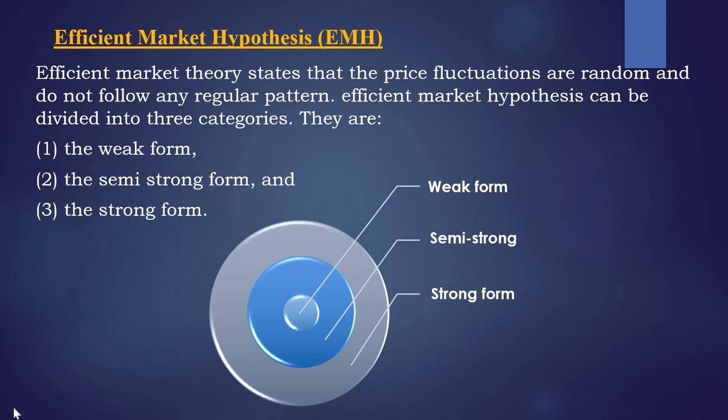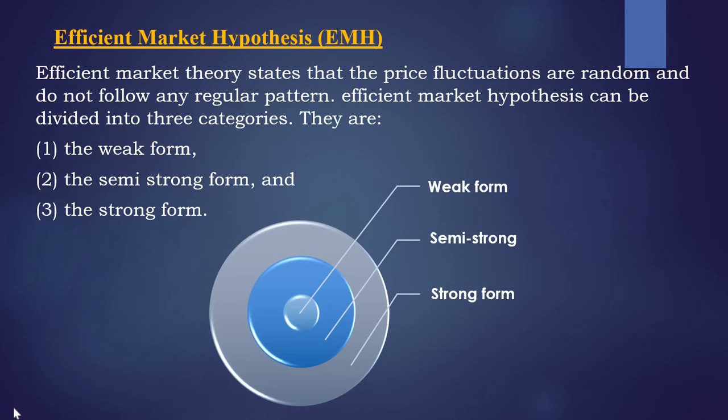So in today's class, we are going to start with the next concept called efficient market hypothesis. Okay, first we will see what is efficient market hypothesis. The efficiency of a capital market implies that the prices of the securities fully reflect all the information that are available. Okay, so whatever information is available about the company, that all affects the share price.